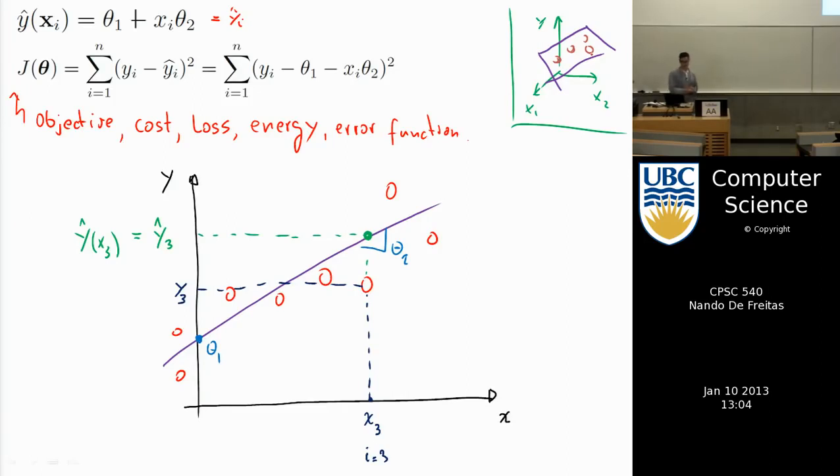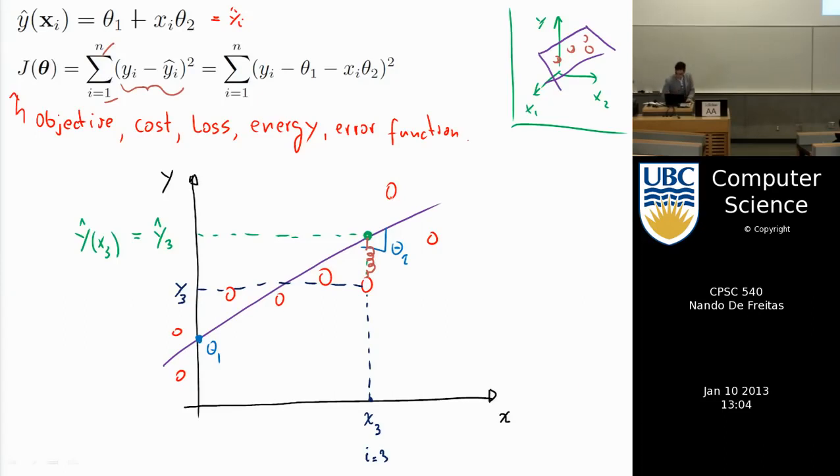Okay, when we fit this, what we're trying to minimize is the quadratic distance between y and y hat. So we're trying to minimize the sum from 1 to n of the quadratic distance of y minus y hat. If you think of this, this guy here is y minus y hat.